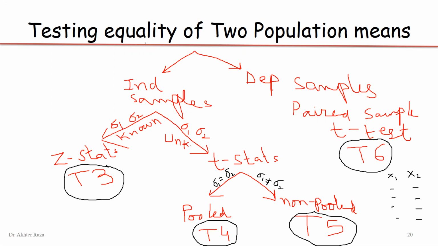In this entire chapter, we have a null hypothesis like this: H naught, population mean 1 is the same as population mean 2. This is the general hypothesis for this chapter. So whatever procedure we are using, either T3, T4, T5, T6, the hypothesis remains the same. This hypothesis can also be written as H naught: mean 1 minus mean 2 is equal to 0.